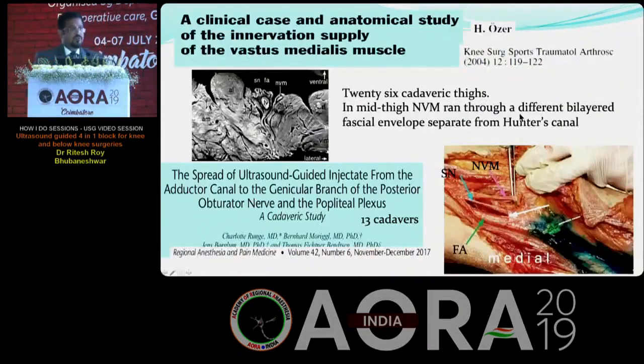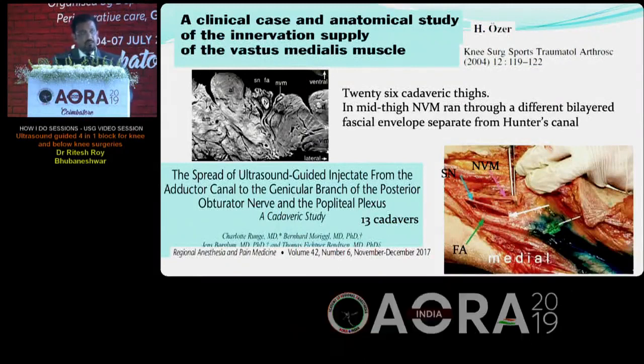So, after practicing this block for a few patients, we found that some of my patients were complaining of pain in the medial aspect of the knee. Then we went for the cadaveric study, and we found that in many of the individuals, in mid-thigh, the nerve to vastus medialis ran in a different bilayered fascial envelope, separate from the Hunter's canal.